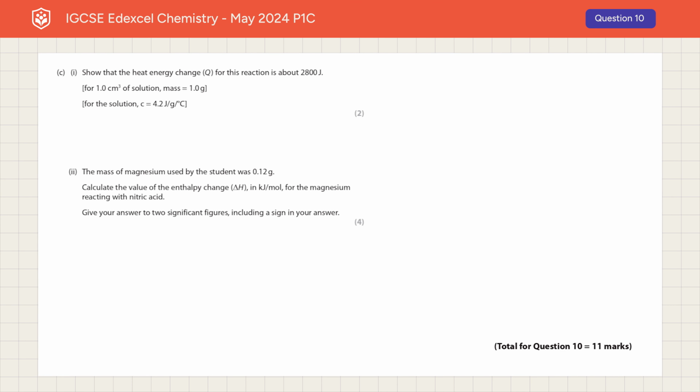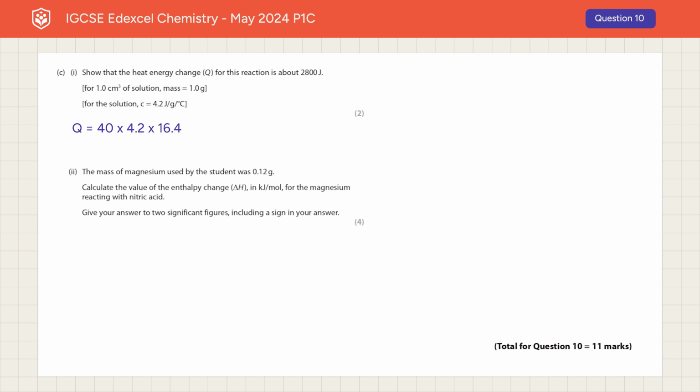For part C, it is time for calculations. We need to find the heat energy change, Q. We use the formula Q equals m times C times delta T. m is mass of solution. We had 40 cubic centimeters of acid, and we assume 1 cubic centimeter equals 1 gram, so m equals 40 grams. C is the specific heat capacity, given as 4.2 joules per gram per degree Celsius. Delta T is the temperature change, 16.4 degrees Celsius.